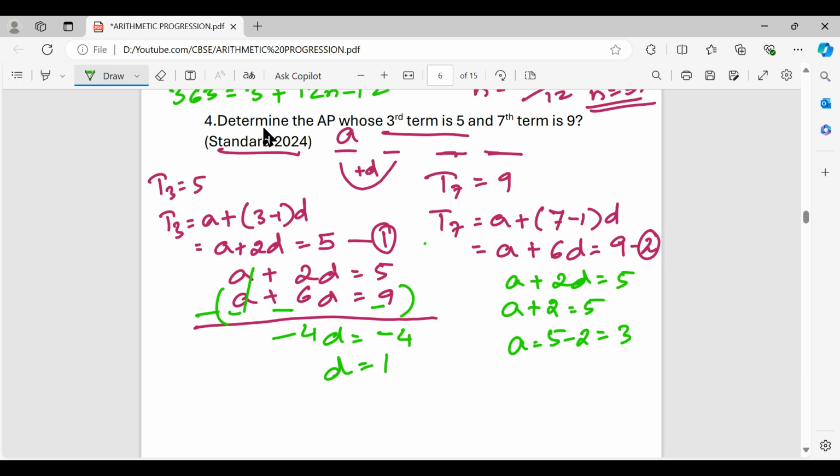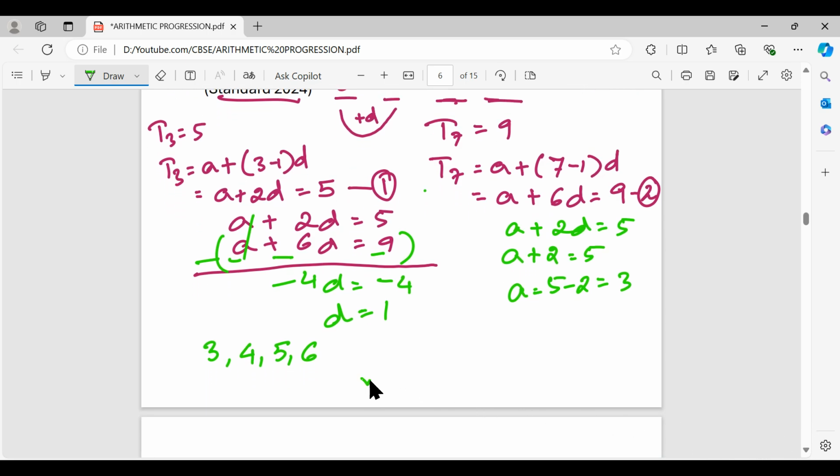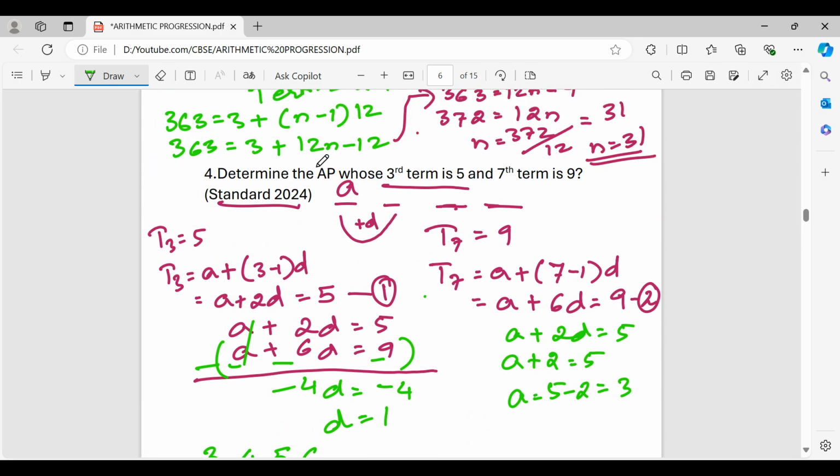Now your question is find the AP whose third term is 5 and seventh term is 9. So we got the first term of the AP, that is 3, and the common difference is 1. So 3 plus 1 will be 4, 4 plus 1 that will be 5, 5 plus 1 that will be 6. So this is your AP. So the answer will be 3, 4, 5, 6. I hope this is clear how to form an AP when its terms are given.